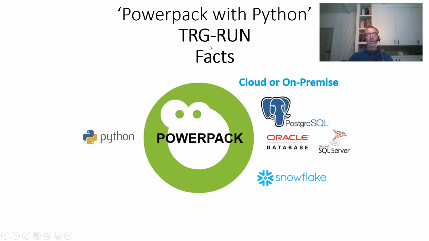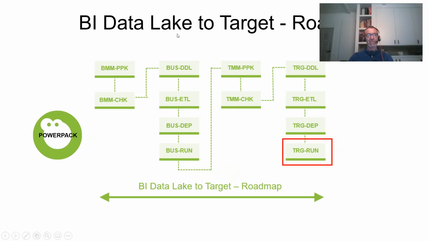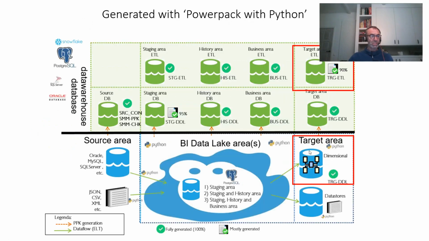In this video, I'm gonna show you how we can run the ETL for the target facts. It's part of the BI data lake to target roadmap, and we're now in this part, target run. So we generated the ETL based on the metadata we specified in this step, and now we're gonna run it. We're gonna run it once, but it's also possible to schedule it during the night.